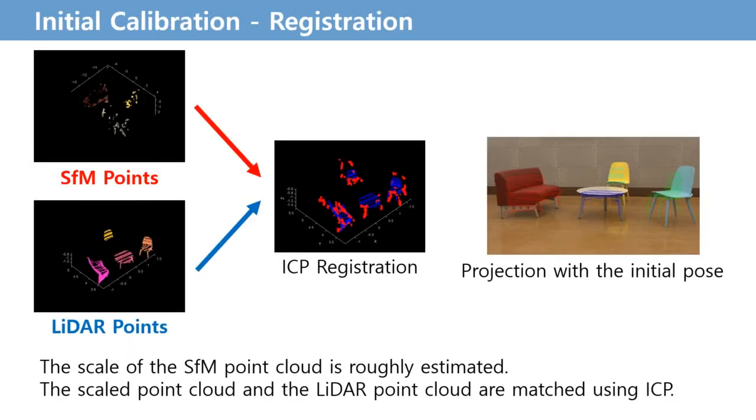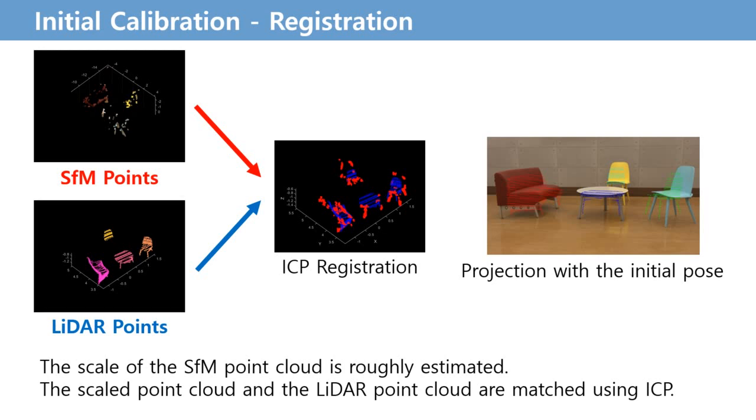In initial calibration, initial parameters are determined. In this step, two point clouds are used. One is the SFM point cloud and the other is the LiDAR point cloud. The two point clouds are used for ICP registration.